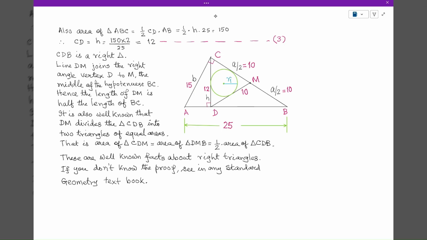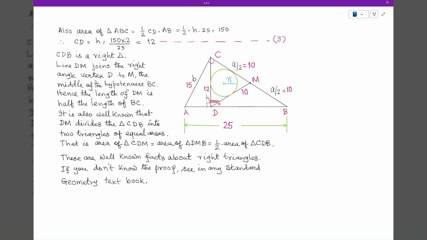Also, area of triangle ABC is half CD into AB, where CD is the normal dropped from D onto base AB. Let us call CD as H, and note that this angle is 90 degrees.